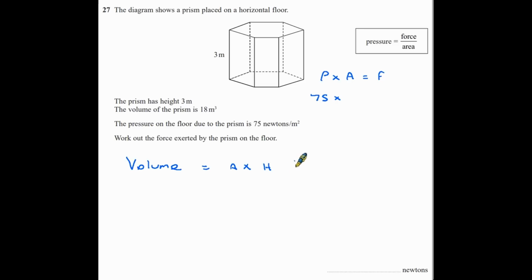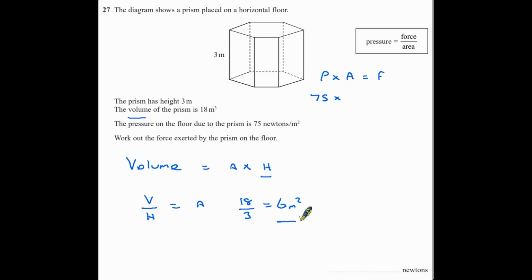Now, what properties do we have here? We have the volume and we have the height. So again, if we rearrange this, we end up with volume divided by the height equals area. We've simply switched the h to the other side, so it becomes a divide. We can now do that calculation. The volume is 18, the height is 3, therefore 18 divided by 3 is 6 meters squared.